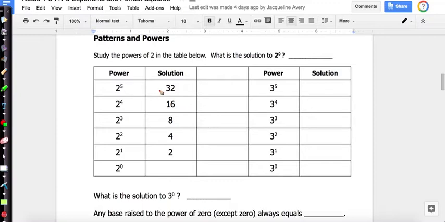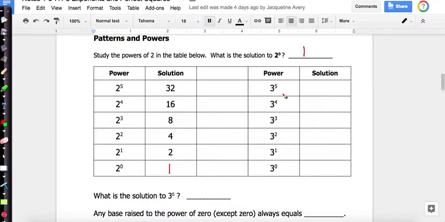So we know that 2 to the 5th power is 32. 2 to the 4th power is 16. 2 to the 3rd power is 8. 2 squared, or 2 to the 2nd, is 4. And 2 to the 1st is 2. So if you notice the pattern, we have divided by 2, divided by 2, divided by 2, divided by 2, and 2 divided by 2 is 1. So if we follow the pattern, it tells us that 2 to the 0 power is 1.